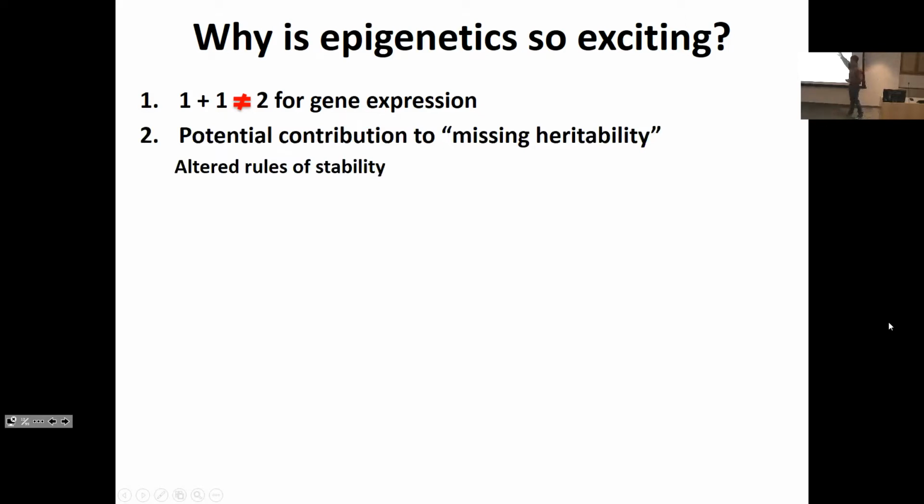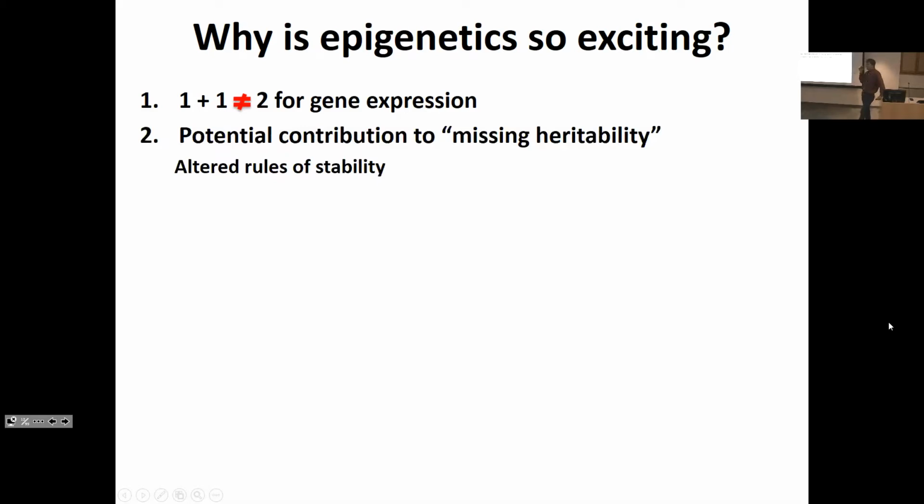A second reason is this idea that there is additional information in the epigenome. There's information beyond what we could capture from SNPs. This is often included in this concept of missing heritability, but it could be part of our missing predictive ability would be another way to think about it.